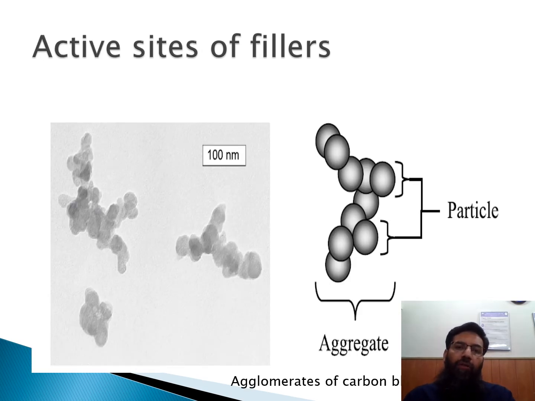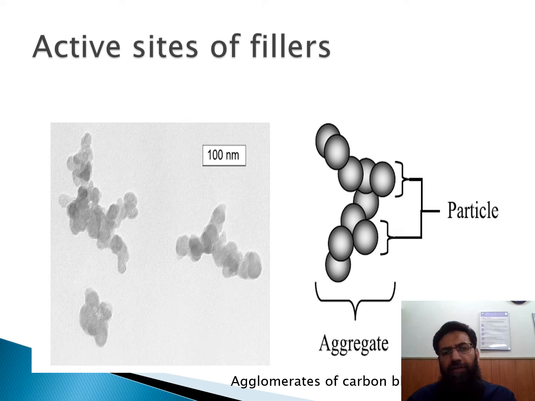Then the active sites which are present on the surfaces of the different fillers are very important. Due to those active sites, sometimes different fillers can interact with each other to make aggregates and agglomerates of the fillers. And when we make compounds using those fillers having aggregates and agglomerates, it's difficult to disperse them in the plastics and the elastomers. So we need a very high shear to disperse them in the polymers.